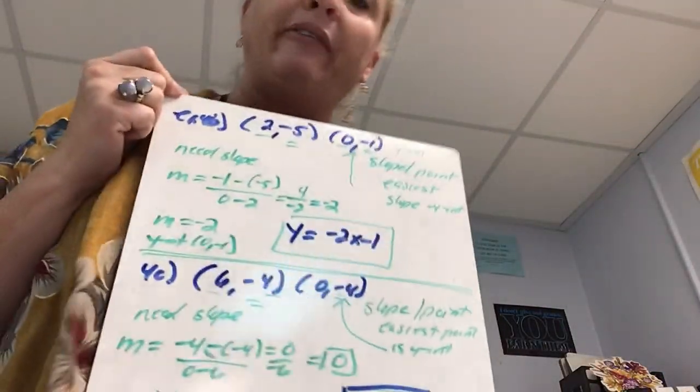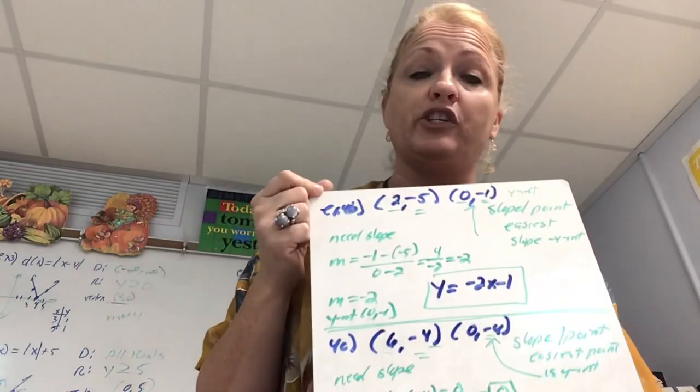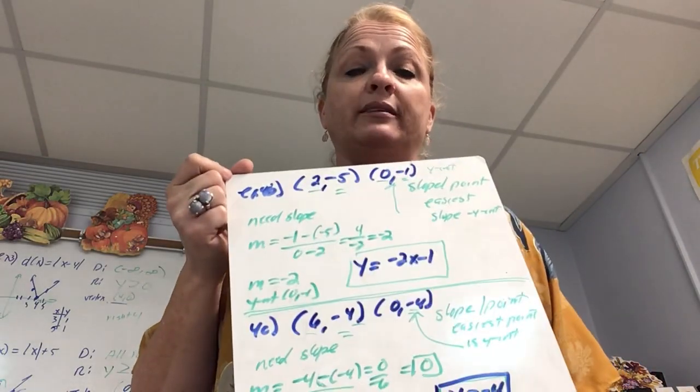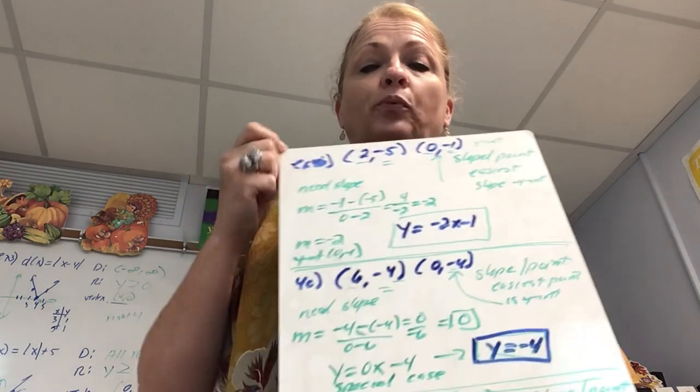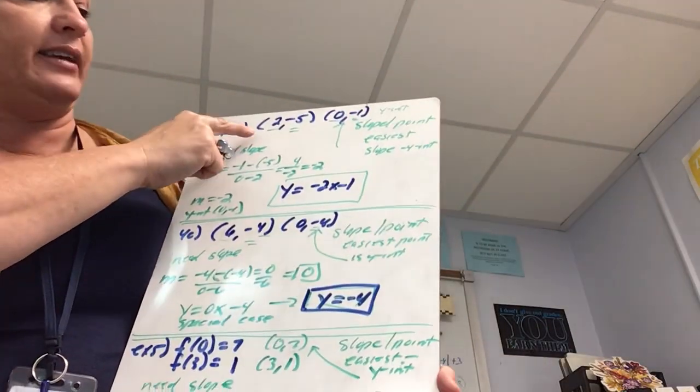Okay. Let's do another problem like that. So again, what do we need to graph a line? What do we need to write the equation of a line? We need slope and a point. What is the most ideal situation to have if you have slope and a y-intercept? So let's take a look at the next example.